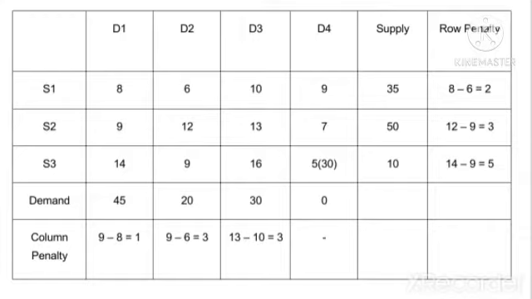First column, 9 minus 8 is equal to 1. Second column, 9 minus 6 is equal to 3. Third column, 13 minus 10 is equal to 3. The maximum penalty is 5 that occurs in row S3. And we are going to allocate 10 to the minimum Cij in the row, which is 9.